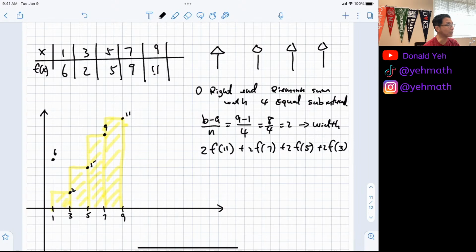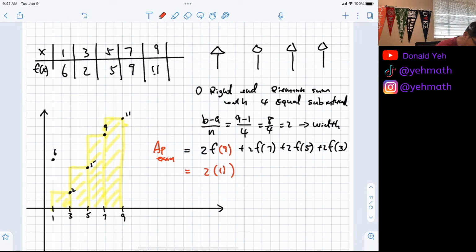So therefore, I don't use the last one because I use the right endpoint. I don't need another one. If I need another one, I have to draw 5 rectangles, and use 5 right endpoints. And that's how you write a Riemann sum. So on the AP exam, please write this out, because this will give you a lot of credit. Now 2 times, oh, this one is 9. I'm so sorry. That's going to be 2 times 11 plus 2 times 9 plus 2 times 5 plus 2 times 2.